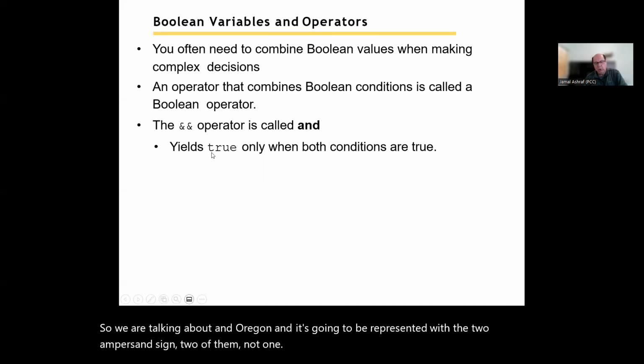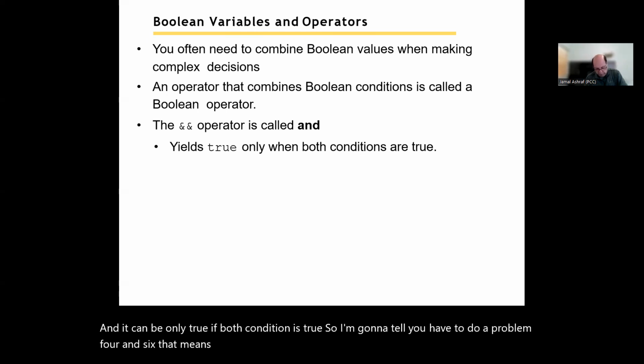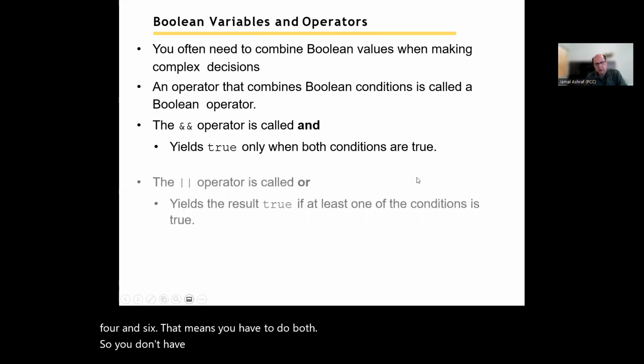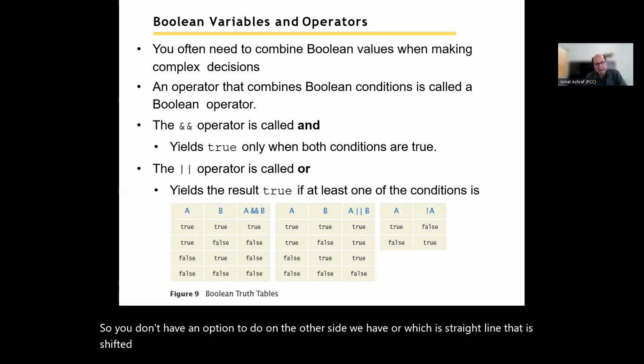And can be true only if both conditions are true. So if I tell you, you have to do problem 4 and 6, that means you have to do both. You don't have an option. On the other side, we have or, which is the straight line, shift backslash. That is going to give you or. Or means either one of them has to be true for the whole thing to be true.